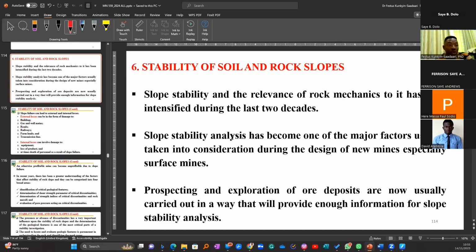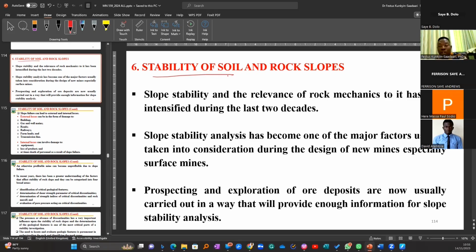Some are very obvious, you can see. Others, you don't even realize you are on a slope. And so with this instance, our discussion cannot be enough if we don't make mention of slopes. So we want to see rock slopes and how they affect our activity. So we want to take a look at rock slope or stability of soil and rock slopes.